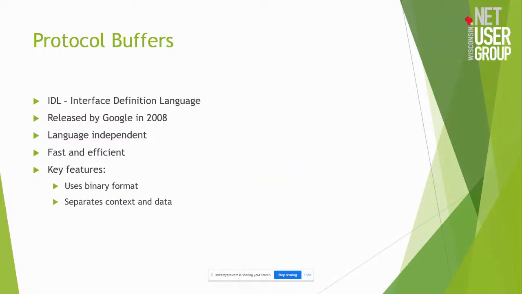So like I mentioned, gRPC uses protocol buffers for describing both the service interface and the structure of the messages. So what is it? It's the interface definition language created and released by Google in 2008. It is language independent, it's fast and efficient, and messages are very small compared to JSON. Its key feature is that it's using the binary format instead of the string-based format, and it separates context and data. So on a typical message with protocol buffers, you will not see the actual field name. You would just see the number, and I'll show you later what it looks like.